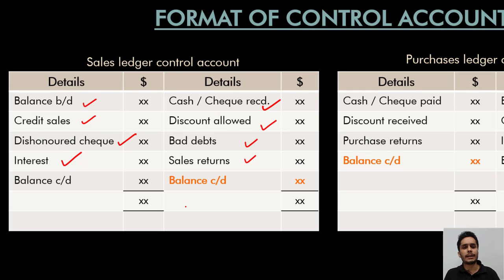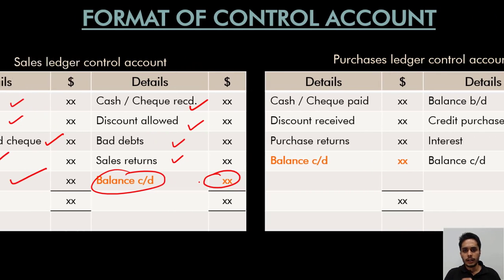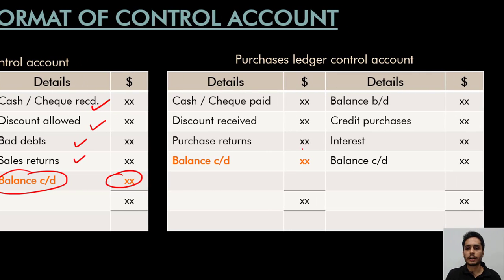If the question tells you that there is a credit balance at the end of the period, credit balance in the customer's account, that credit balance will appear on the debit side of the control account. And finally, you will have to balance the account to calculate the closing debit balance in the sales ledger control account.